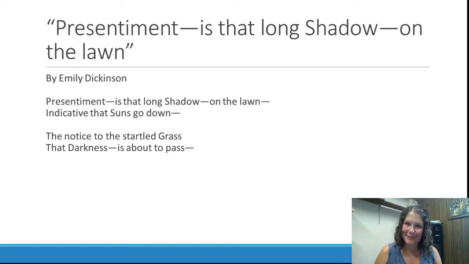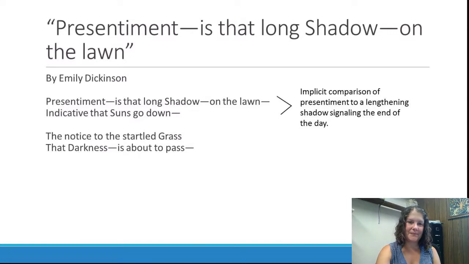And then the second poem I'm going to talk about uses a metaphor. This is a poem by Emily Dickinson. Presentiment is that long shadow on the lawn. So once again, I'll go ahead and read the poem and then talk a little bit about how the metaphor is working in this poem. So the poem reads, presentiment is the long shadow on the lawn, indicative that suns go down, the notice to the startled grass that darkness is about to pass.